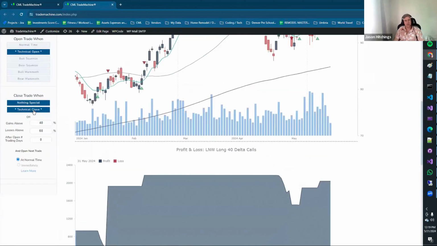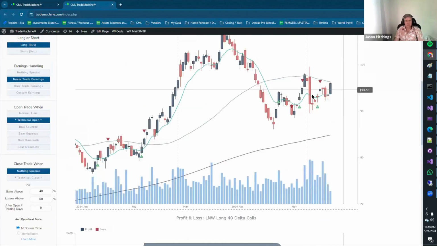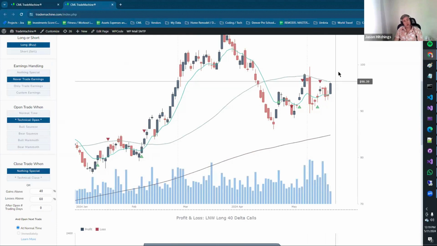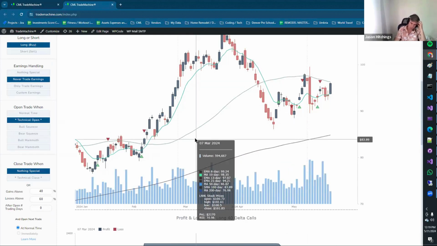You could set a technical closing condition, for instance, if the stock crosses below the 50-day moving average. In this case, it's already below the 50-day, so that would be interesting because it would mean the stock went above the 50-day and then crossed below it. That could actually be a perfectly reasonable closing condition.